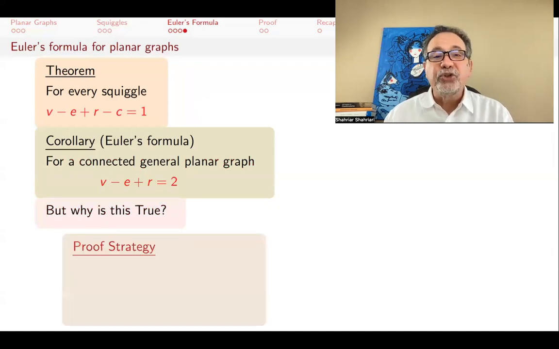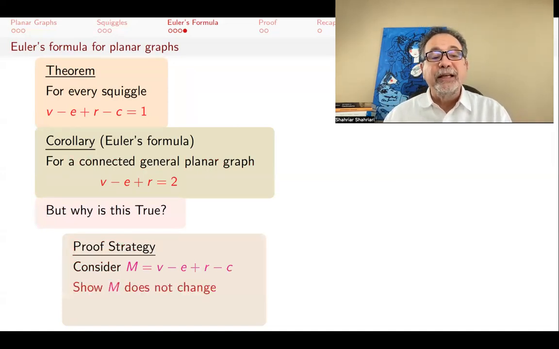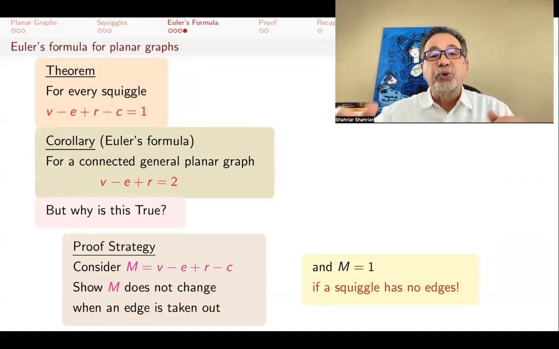And so our strategy is going to be this. We're going to consider this V minus E plus R minus C and call it M. We want to prove that M is 1, but the way we're going to prove that is to show that it doesn't change when you take an edge out. We also will show that M is 1 if a squiggle has no edges. So you start with your squiggle, keep taking edges out, M doesn't change. Eventually, you'll get to a squiggle with no edges. In that case, M is 1, and then you're done.